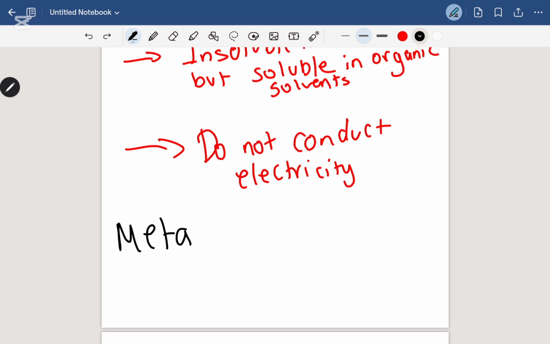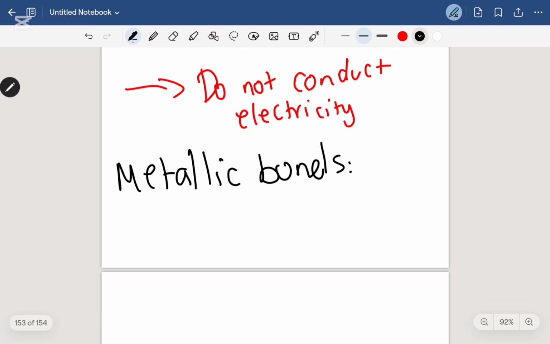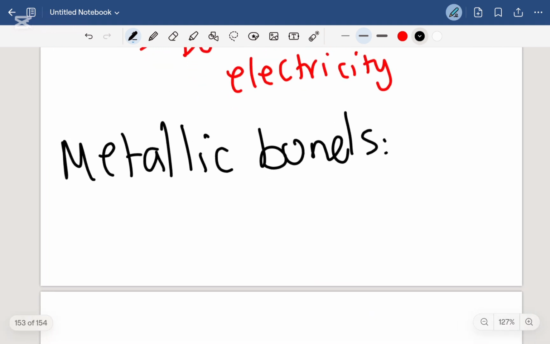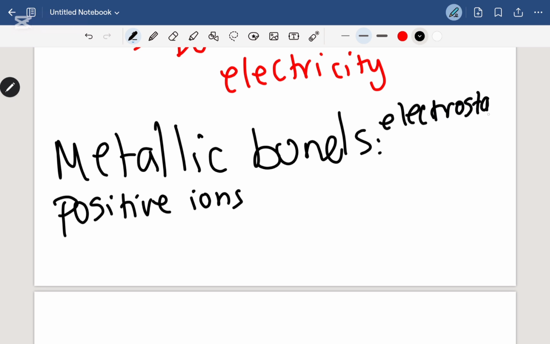Now we will move on to metallic. I don't know how to write it. I'm sorry. Metallic bonds. Okay, so very simply, metallic bonds are what? They are an electrostatic force of attraction between positive ions in a metallic lattice with a delocalized sea of electrons. So I'm just gonna write metallic bonds. First of all, of course, it's an electrostatic force.